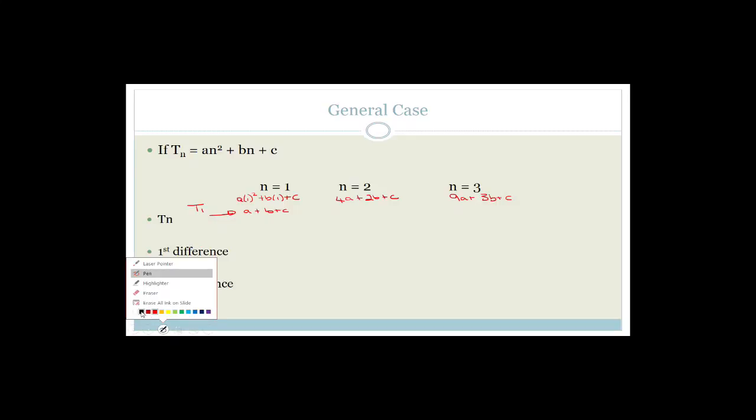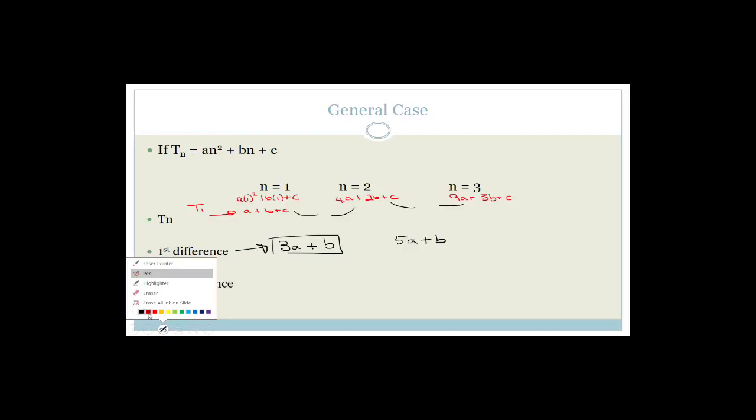Now we want to get the first difference. So we need to subtract these things. So we're going to go 9a minus 4a is going to be 5a. 3b minus 2b is plus b, and c minus c goes away, right? And if we subtract these two, 4a minus a is 3a, and 2b minus b is plus b. So do you see that this here would be our first difference? So our first difference is written as 3a plus b.